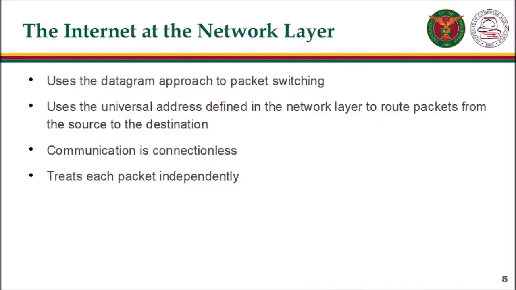The Internet at the network layer uses the datagram approach to packet switching. It uses the universal address defined in the network layer to route packets from the source to the destination. The communication is connectionless and it treats each packet independently.